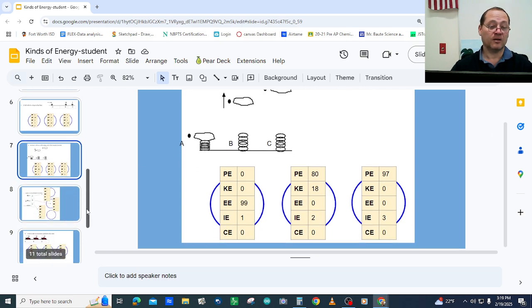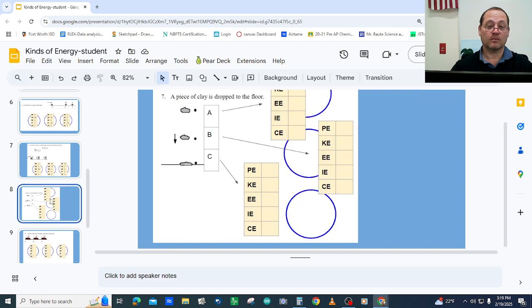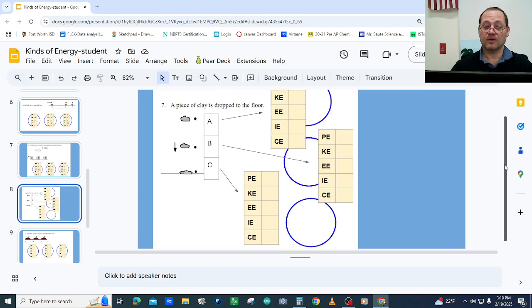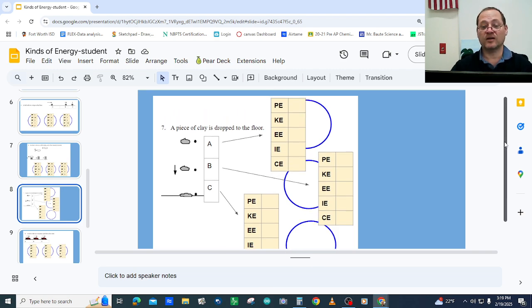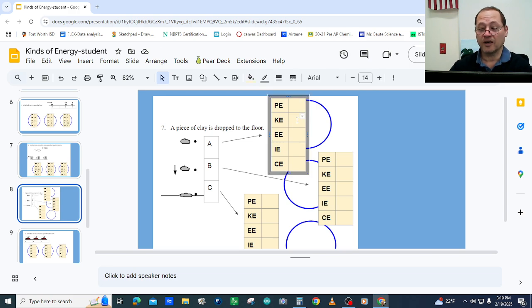The next one is number 7. You have a piece of clay that is dropped to the floor. You can see at point A it is not moving, so no kinetic energy. This is not burning. There's no spring. And let's assign the internal energy to 1%. Why not? So the rest of the energy is gravitational potential energy. Okay? Almost all the energy is in the height.